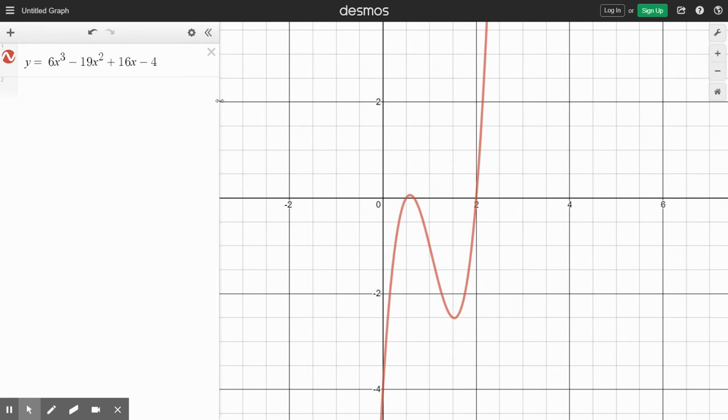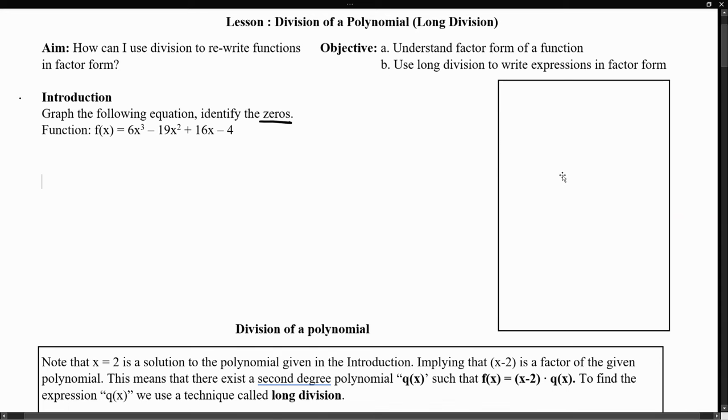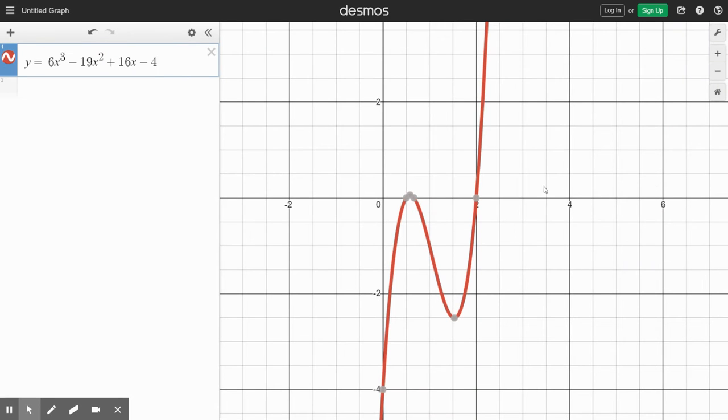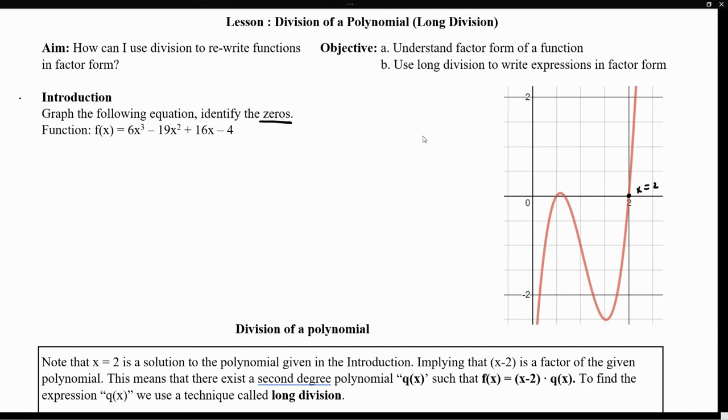So we go to our decimals activity. Notice this is the same function that we had on the polynomial, and we have 3 zeros. We have one at 2, and we also have 2 more, at 0.66 and at 0.5. So we have 3 zeros, and I already have them here: one zero at 2, and another at 0.66 and at 0.5.